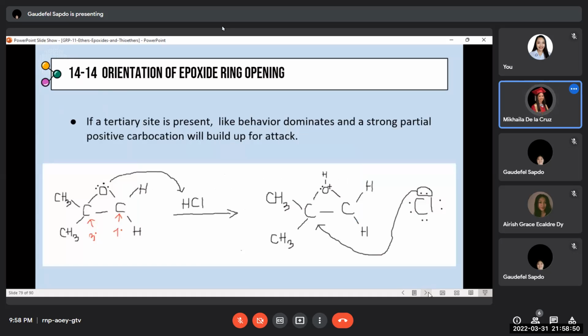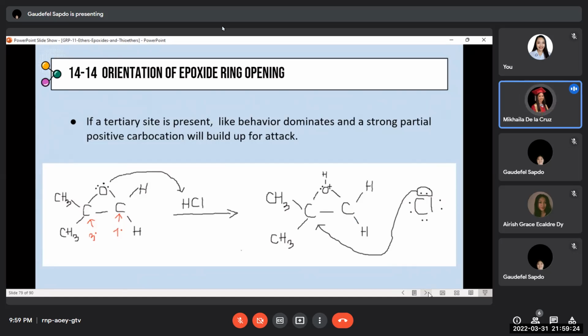It also says here that if a tertiary site is present, SN1-like behavior dominates and a strong partial positive carbocation will build up for attack. For example, this structure is the same as before. Our process again is that our epoxide, or our oxygen, grabs an acidic hydrogen, and one lone pair on the oxygen moves to the fluorine. But what you can observe is that our left carbon is now tertiary.